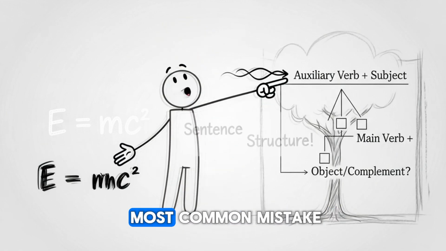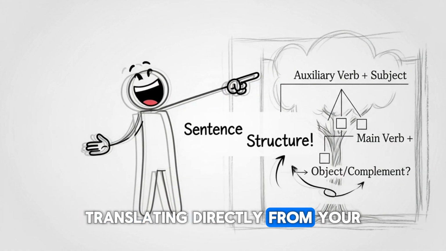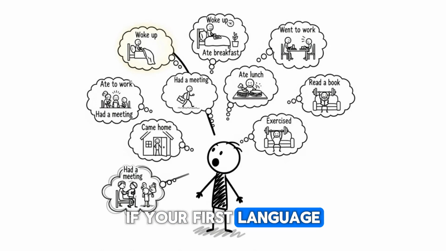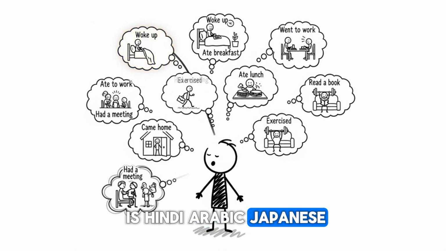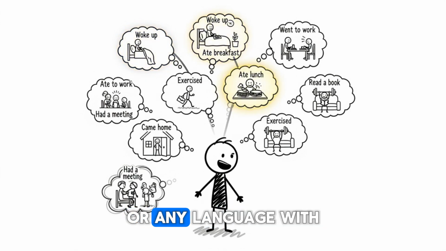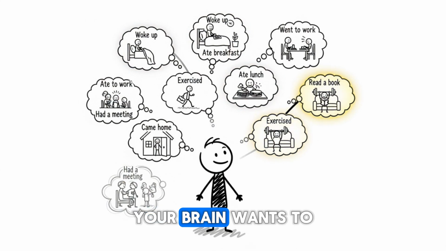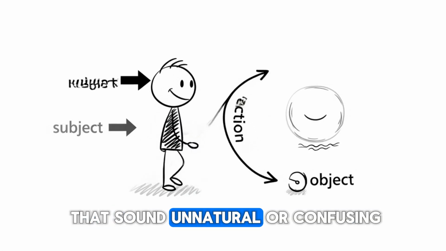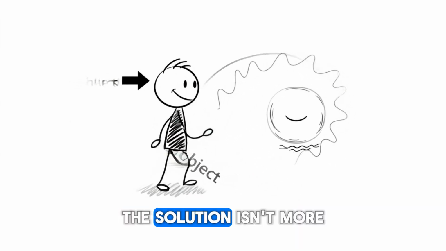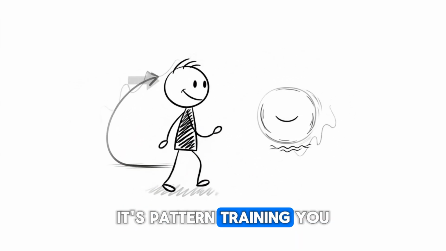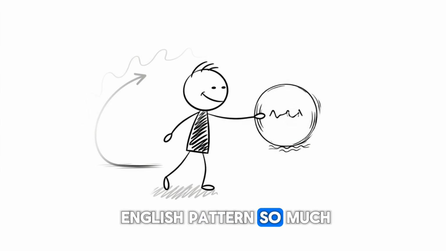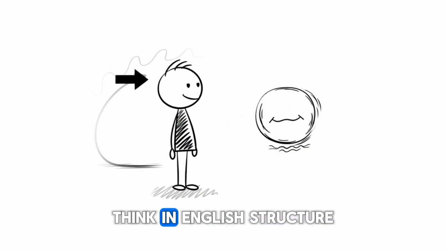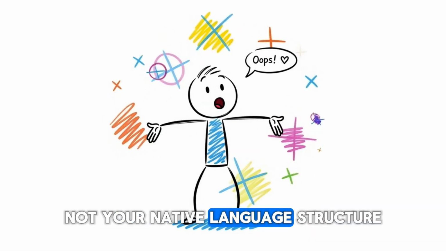Let's talk about the most common mistake. Translating directly from your native language. If your first language is Hindi, Arabic, Japanese, Korean, Turkish, or any language with different word order, your brain wants to arrange English words in your native pattern. This creates sentences that sound unnatural or confusing. The solution isn't more grammar study, it's pattern training. You need to practice the English pattern so much that it becomes automatic. Think in English structure, not your native language structure.